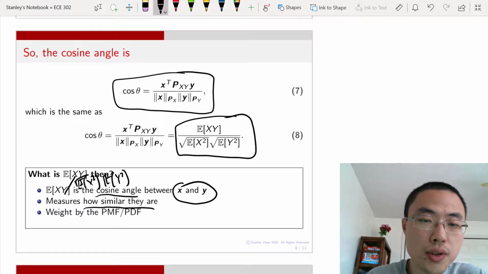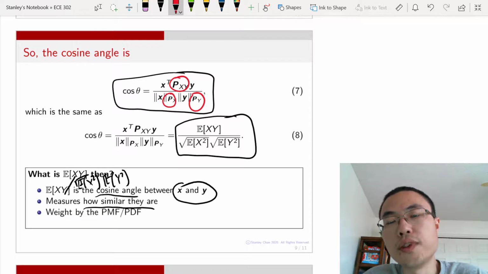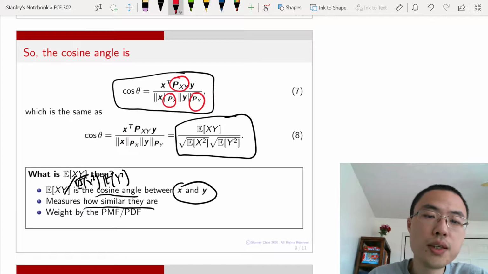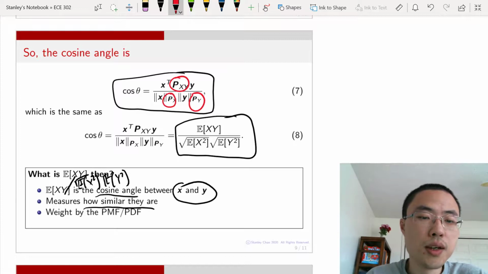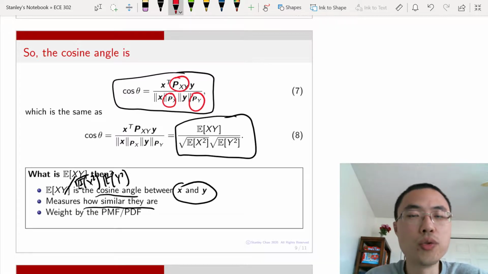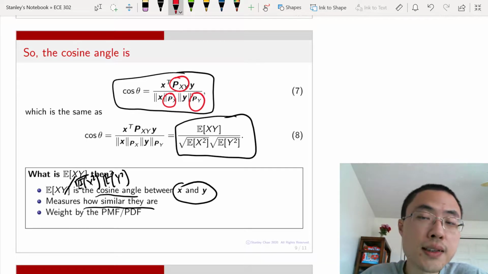And so now the new thing here, which is slightly interesting, is to realize the presence of these matrices. These matrices are the weight that goes with the vectors. Now, of course, if your pxy, px and py are all uniform, then you will recover the usual cosine angle without the weight. However, we all know that in probability, different states have different weights, and therefore you want to weight them differently. That is the reason why we have this px and py.